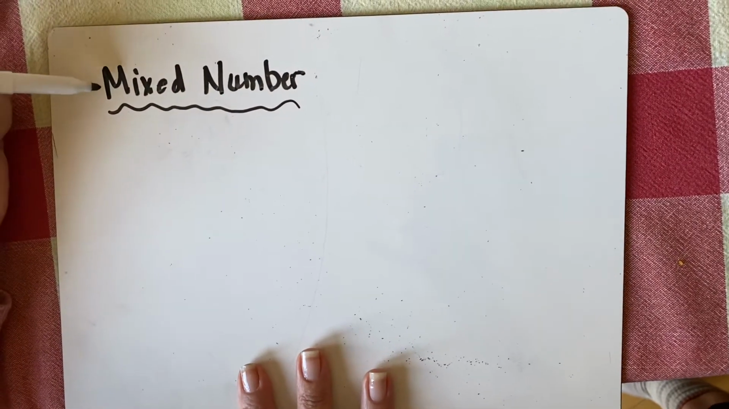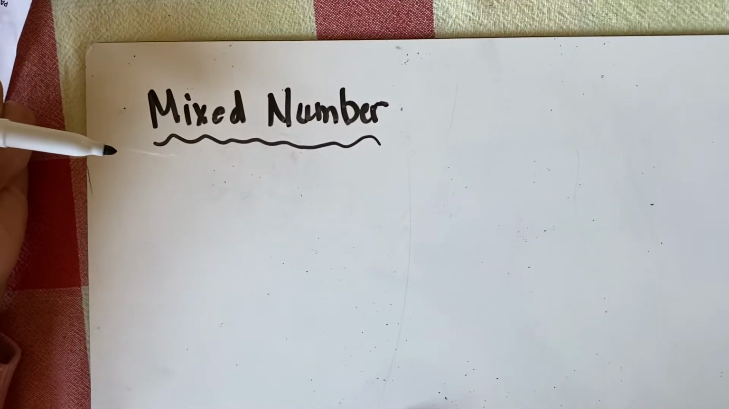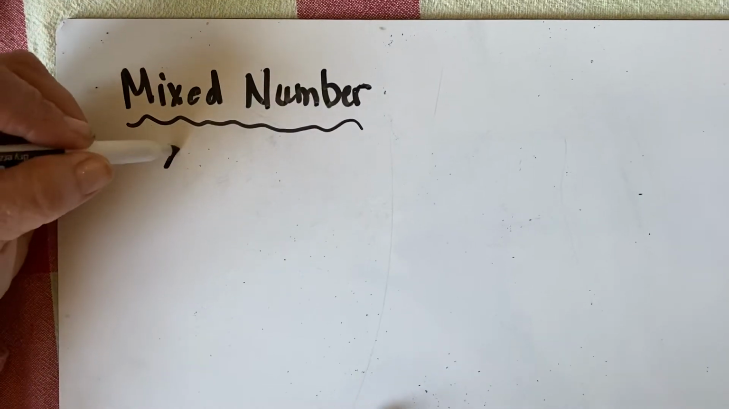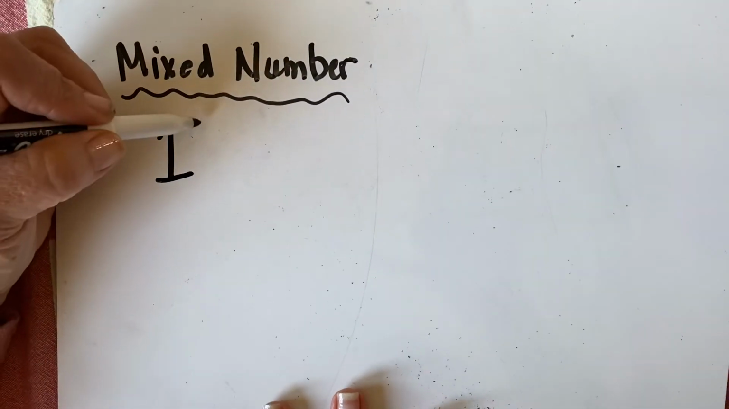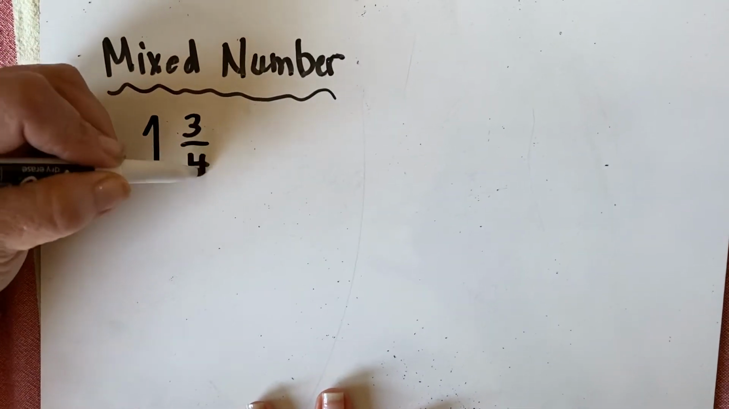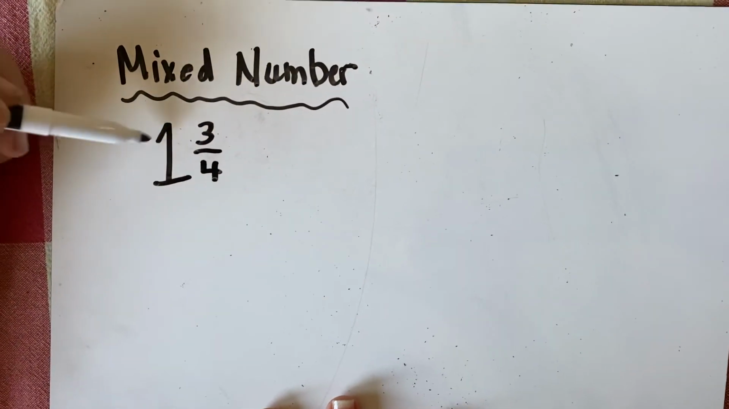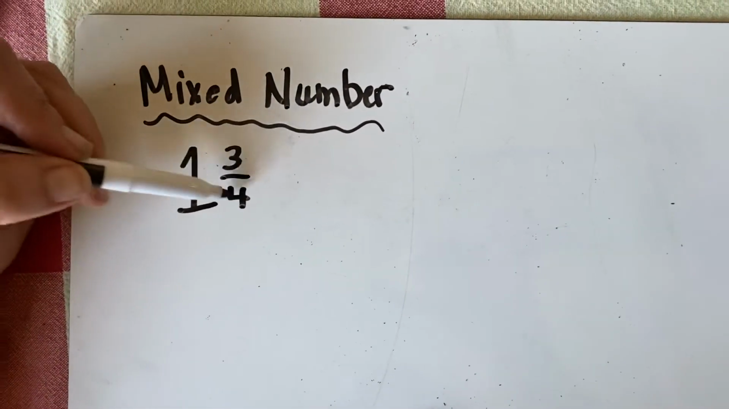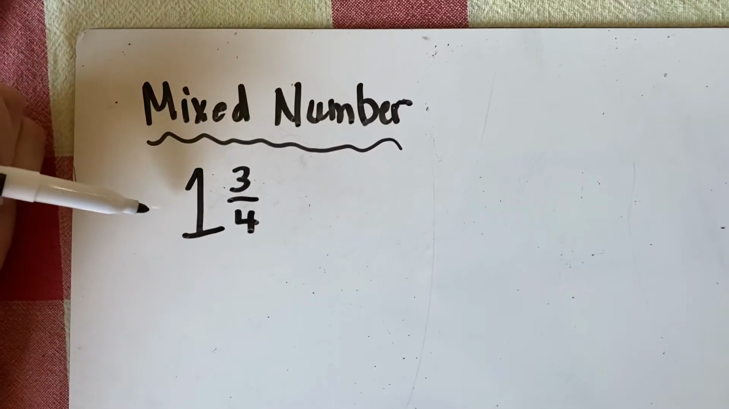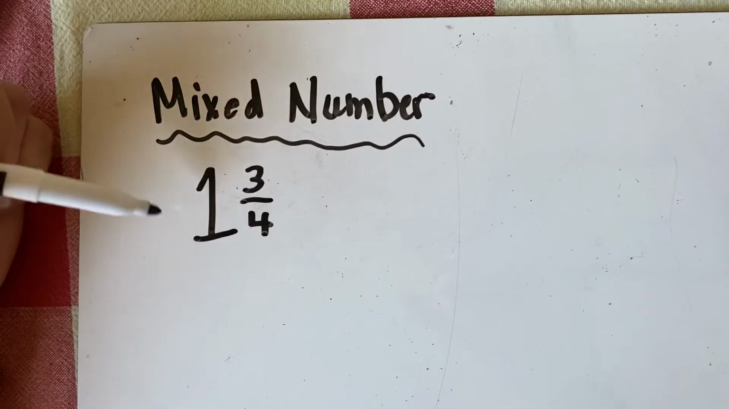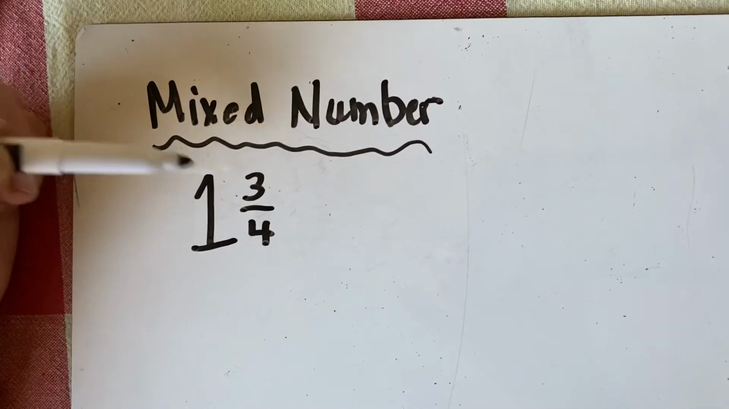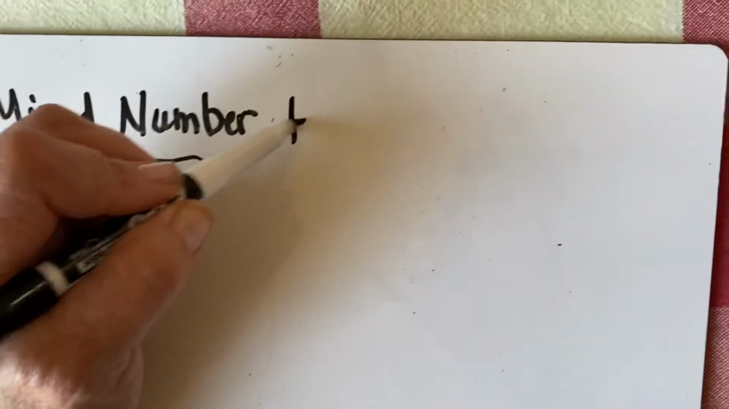Okay, boys and girls, the other day we talked about mixed numbers, okay? A mixed number is any whole number and a fraction. So here we have a whole number, 1, and then we have a fraction, 3/4, and that's called a mixed number. Now, I'm going to show you how to change a mixed number to an improper fraction.